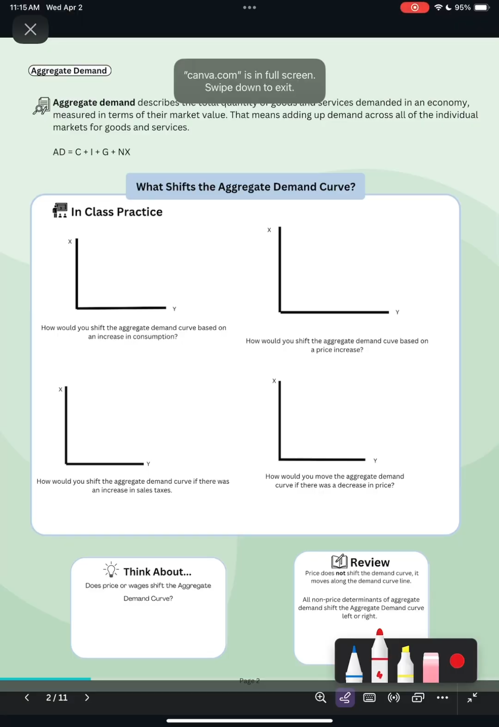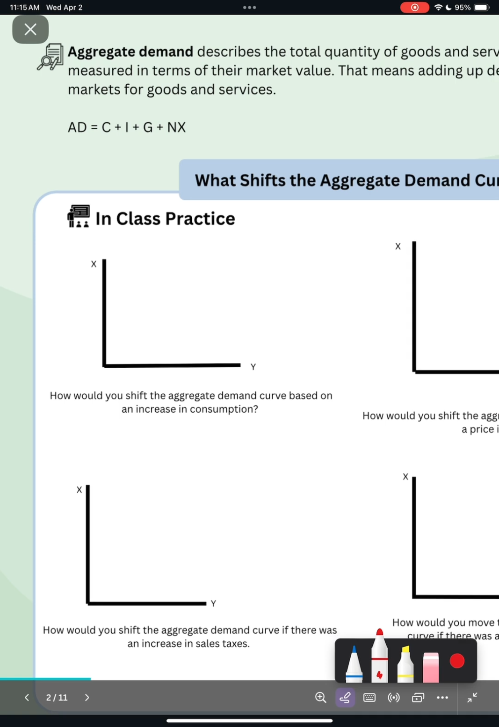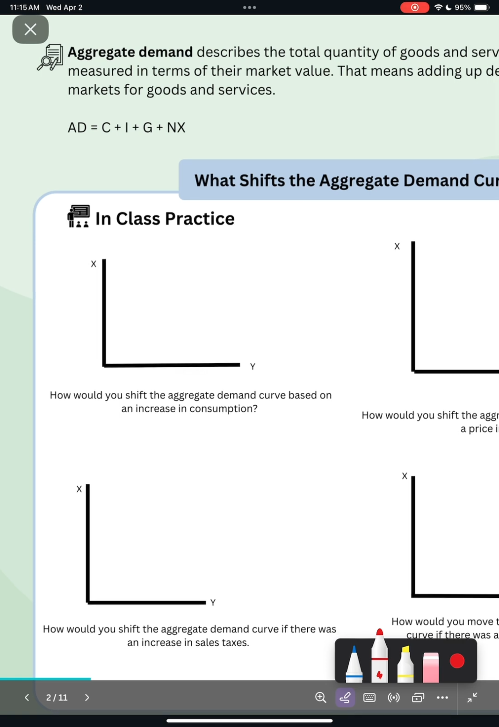Now we're going to go ahead and put this into practice by practicing aggregate demand curve shifts and movements. Going to the first practice problem, it says, how would you shift the aggregate demand curve based on an increase in consumption? Starting off by drawing our original aggregate demand curve, which is downward sloping. Since we are having an increase in consumption, that is going to be an increase shift in the demand curve to the right.